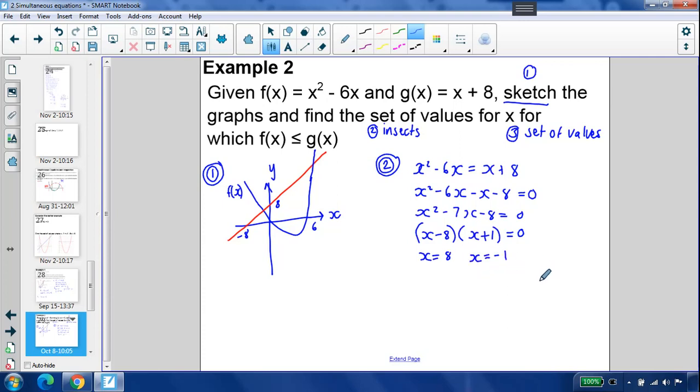Now it's not asked us to find the points of intersection. It just goes from the sketch to find the set of values of x for which this is correct. So I don't actually need to find the corresponding y values. So I know that this point here, x is equal to minus 1, and this point here, x is equal to 8. So let me just move that 6, because it looks like that is 6 and it's not. So I'll put 6 here on the other side.